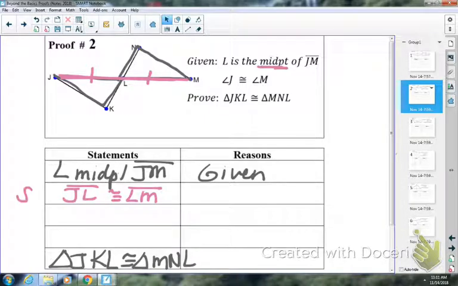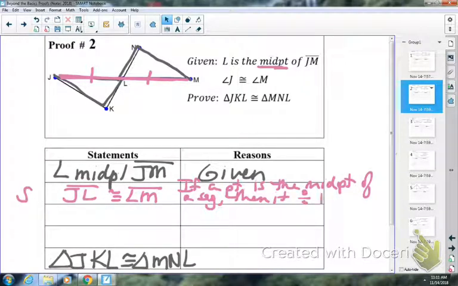That's a pair of sides, so I can put an S in the margin. And my reason for this is based on this concept of a midpoint. If a point is the midpoint of a segment, then it divides the segment into two congruent segments.